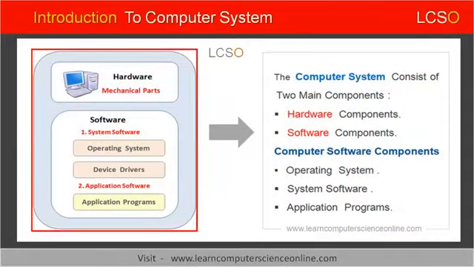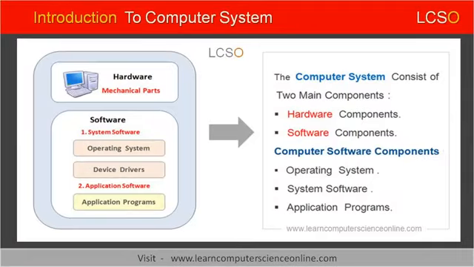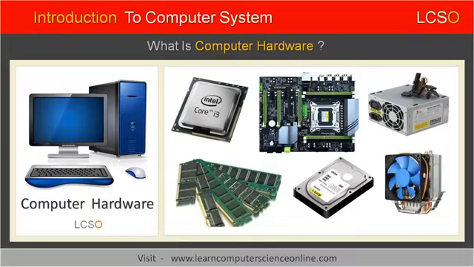The computer system mainly consists of two types of components. The first type is called the hardware components, and the second type is called the software components. The hardware components are the physical parts of the computer, such as keyboard, display monitor, mouse, CPU cabinet, and other such parts. The computer system needs two types of software components to function.